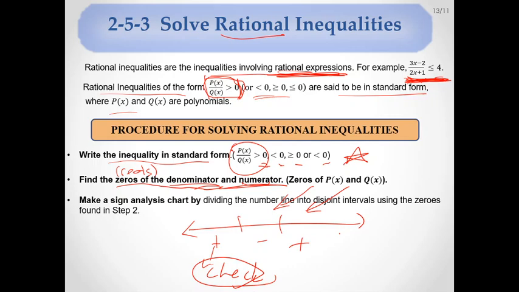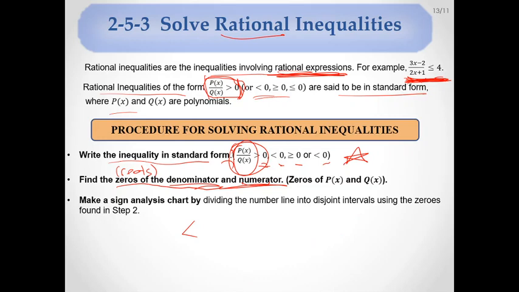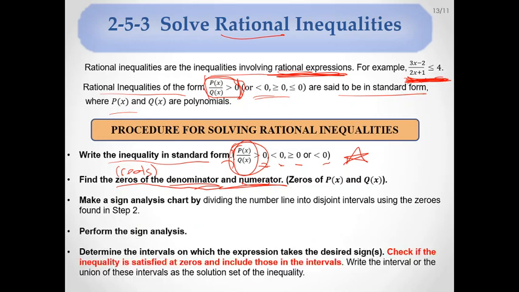You will take a number and put it here, and then after this, perform the sign analysis. And you have to be careful what is wanted here. That's one important thing. Determine the intervals on which the expression takes the desired signs. Check if the inequality is satisfied at zeros, and include those in the intervals. And write the interval or the union of these intervals as the solution set of the inequality.